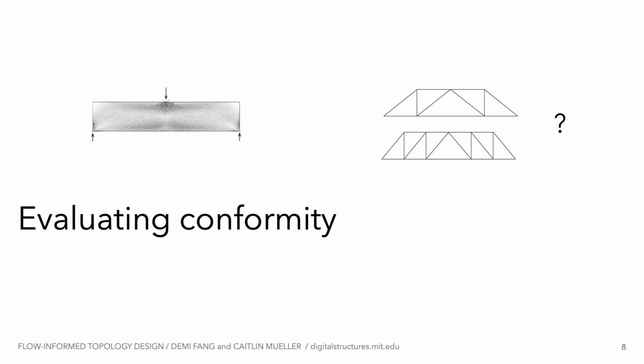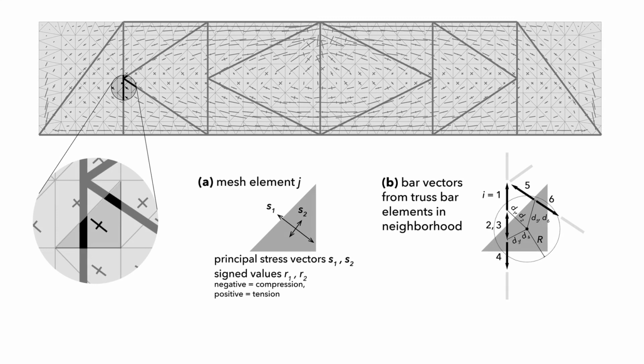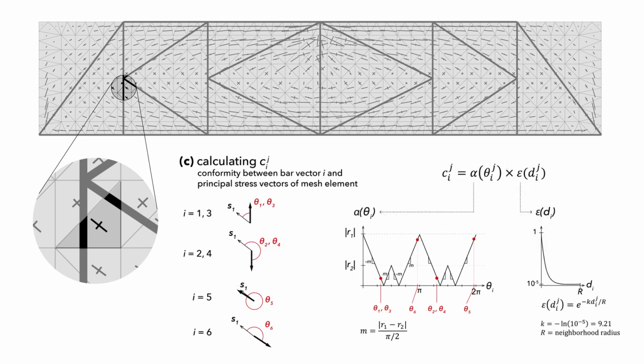We developed a heuristic that quantifies a topology's conformity with an underlying vector field. We briefly show its calculation here through the example of a simply supported beam truss under midpoint load. The proposed heuristic requires an initial run of FEA to create the cross field of force flow. For a given topology, each mesh element is examined for its principal stress vectors and for nearby segments of topology bars. A nearby bar segment that is well aligned with the mesh element's principal stress vectors will contribute more to the mesh element's conformity score.